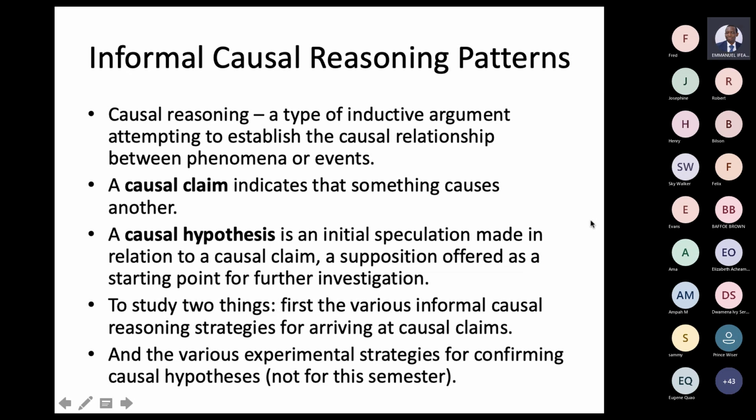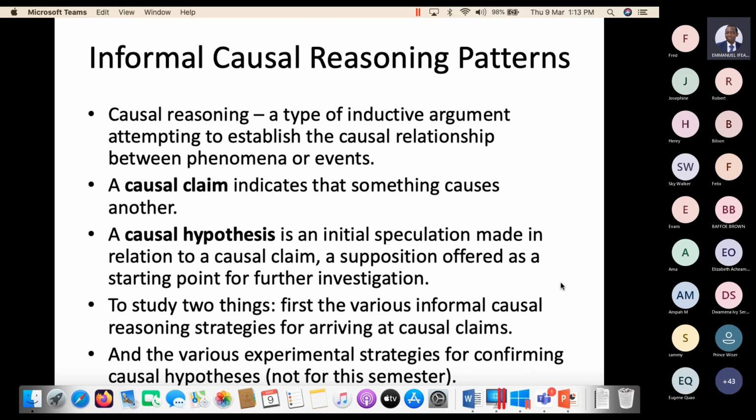Now we have to look at causal reasoning, and the types of causal reasoning. Causal reasoning is a type of inductive argument attempting to establish the causal relationship between phenomena or events. A causal claim indicates that something causes another. A causal hypothesis is an initial speculation made in relation to a causal claim, a supposition offered as a starting point for further investigation.